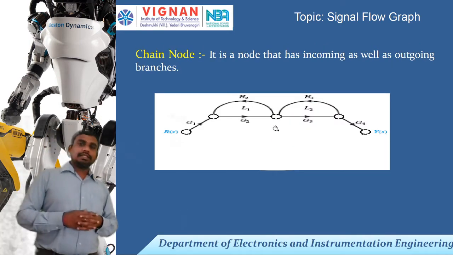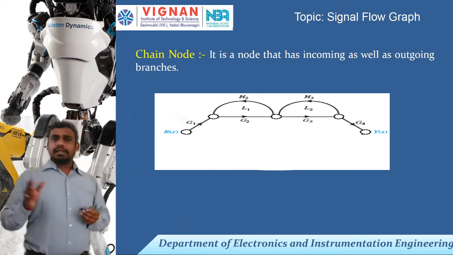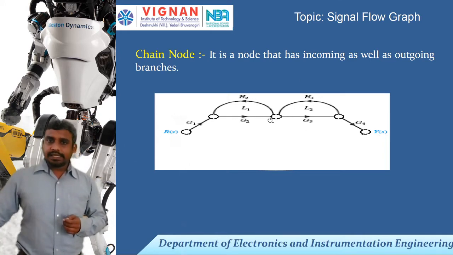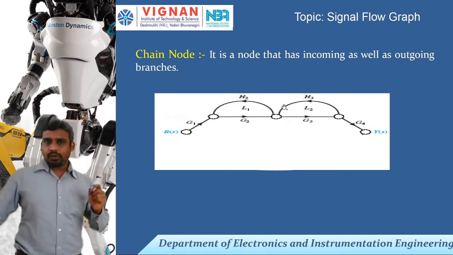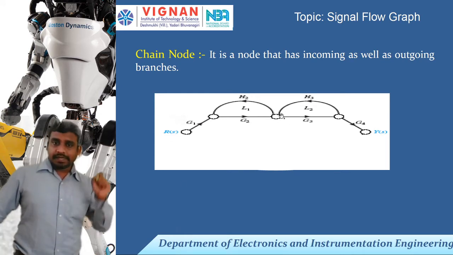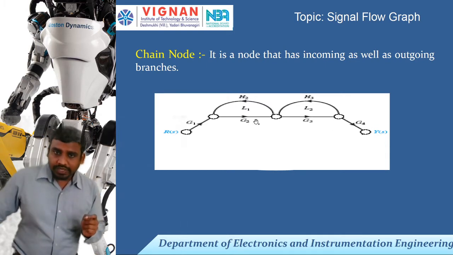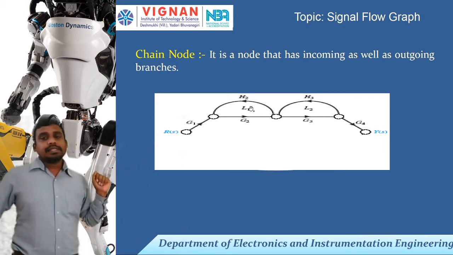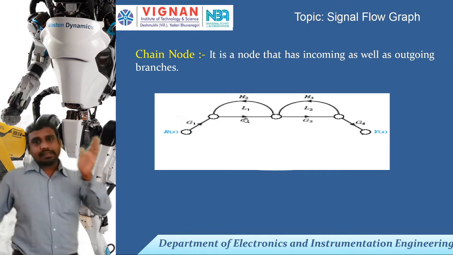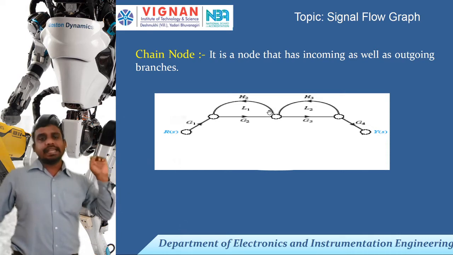A chain node is a node which has an incoming signal as well as an outgoing signal. See this diagram: L1 and L2 are touching loops, connected through a node which has an input signal and an output signal. G2 here is the input signal, and G3 is the output signal, right? That node, with an incoming signal and an outgoing signal, is referred to as a chain node, right?